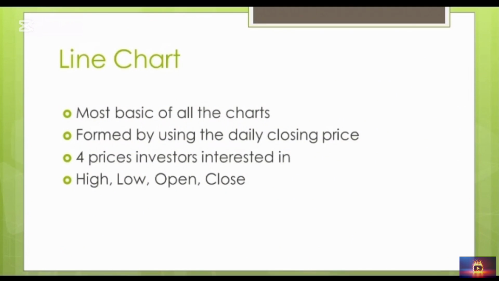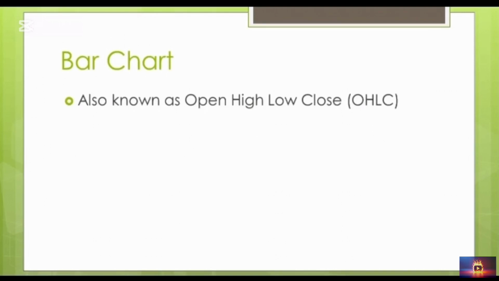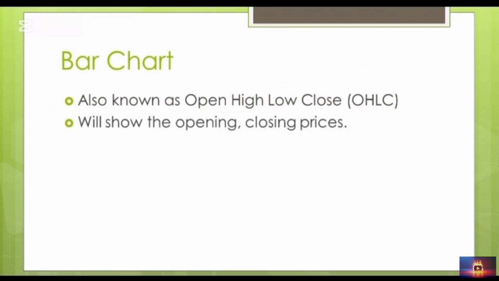But now let's take a look at an example of a line chart. So here is a line chart, and you can see that the daily closing prices are connected with a line, and this forms the line chart. So this is the most basic of all the charts. Okay, let's move on to the next chart, the bar chart. So the bar chart, or commonly known as the open, high, low, close chart, because the bars in the bar chart will show you the opening, closing prices, as well as the highest and lowest price that the stock went for the day.